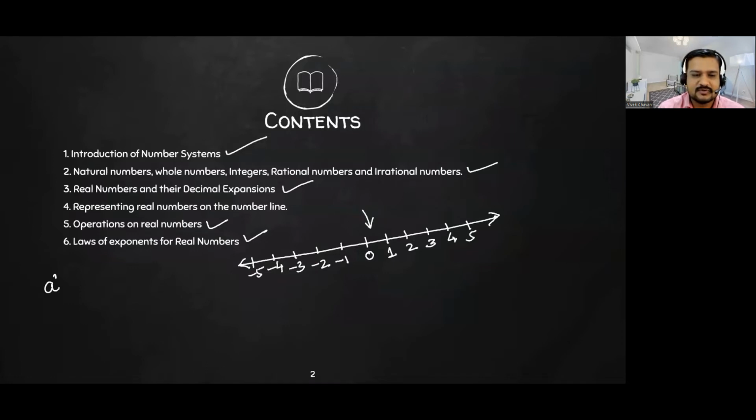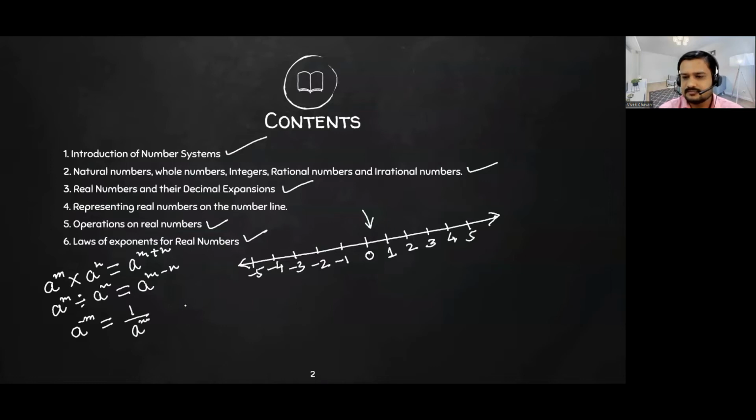Yes, Ayushi, a to the power 0 is equal to 1. A to the power m multiplied by a to the power n is equal to a to the power m plus n. Next, we have seen the law of division, that is a to the power m divided by a to the power n is equal to what? A to the power m minus n. Again, we have seen this one law, a to the power minus m is equal to 1 upon a to the power plus m.